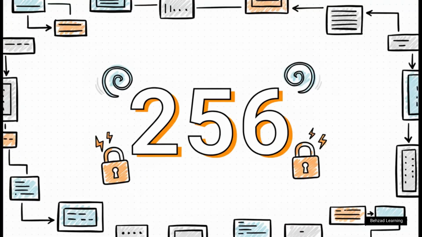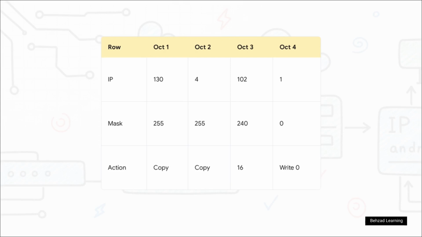256. Seriously, lock this number in your brain right now. This specific number is going to completely unlock the math for the interesting octet. And the best part is, we are never going to touch a single binary digit. Okay, watch this shortcut in action. Take a look at that third column. Our mask is 240. That right there is our interesting octet.